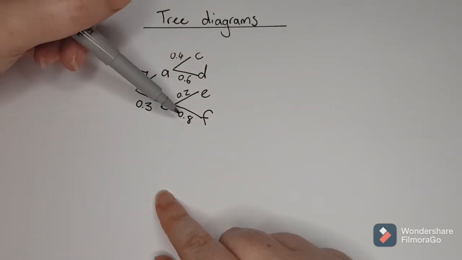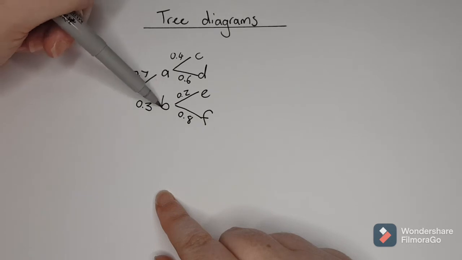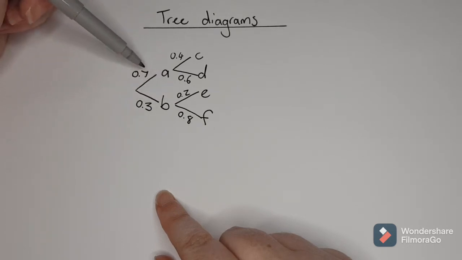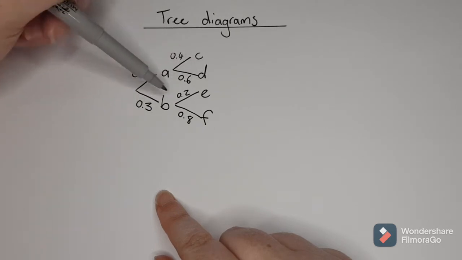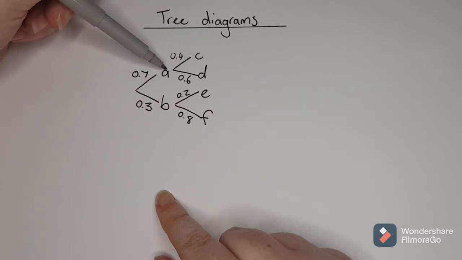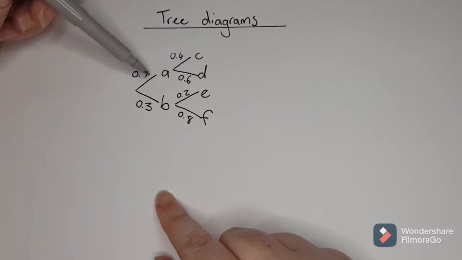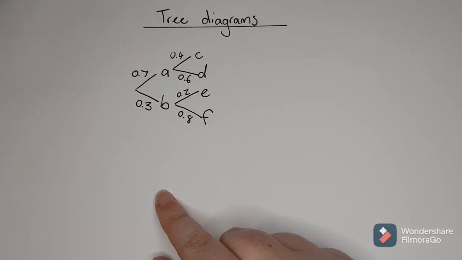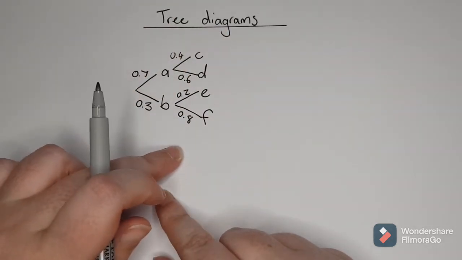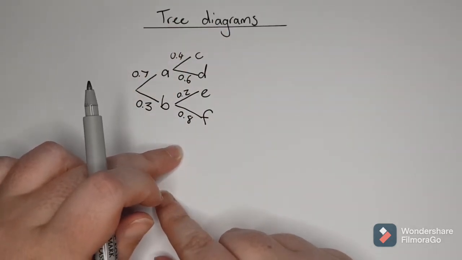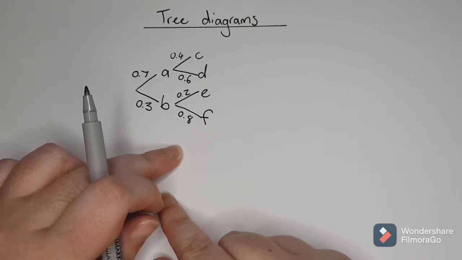Okay, so we always write whatever we have at the end of the branch, and then you can place your probability on each branch. So you always need to show the thing that you're looking at plus its probability. And the whole tree, when multiplied together, should also be 1.